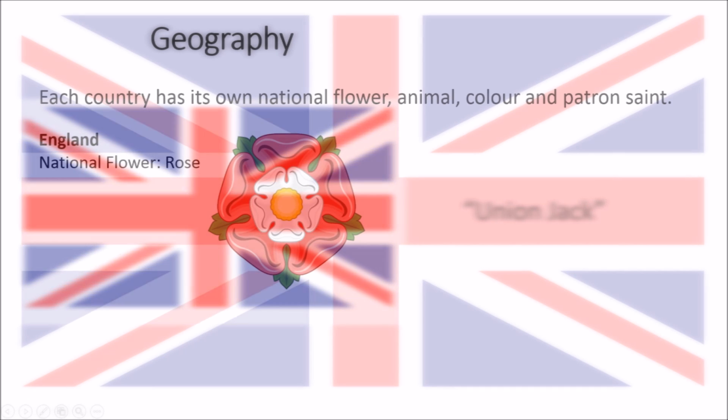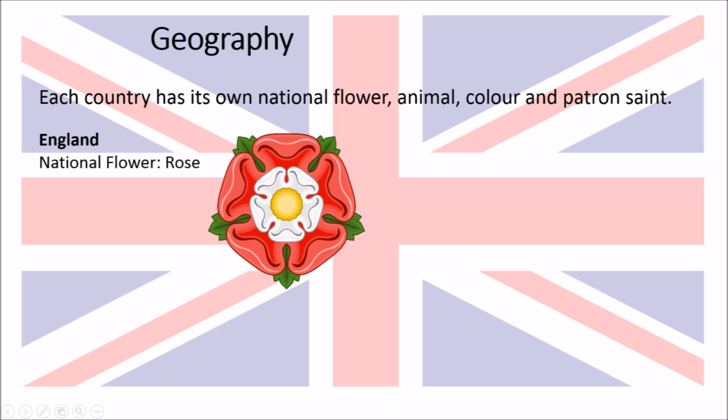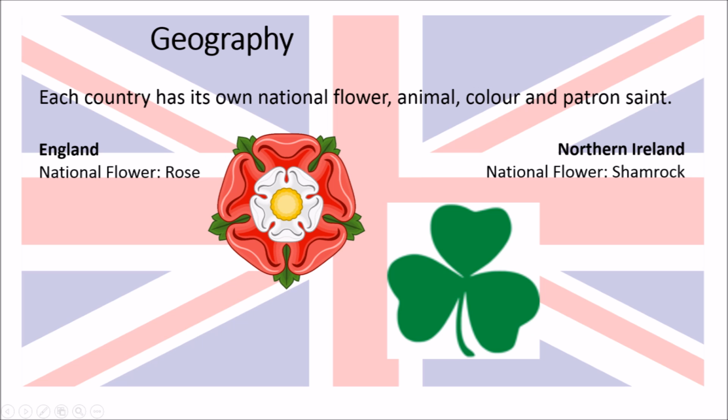Each of the countries that make up the UK has their own flower, animal, colour and patron saint. The national flower of England is the rose. It played an extremely big role in the War of the Roses, which we will talk about later. Maybe the best way we recognise Northern Ireland is because of its national flower, the shamrock, which looks like our klavertje vier.